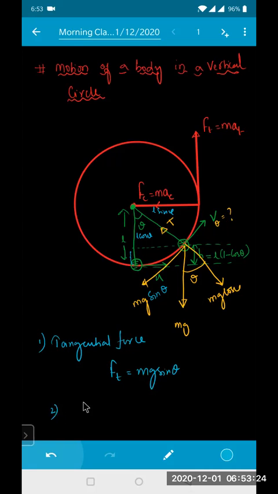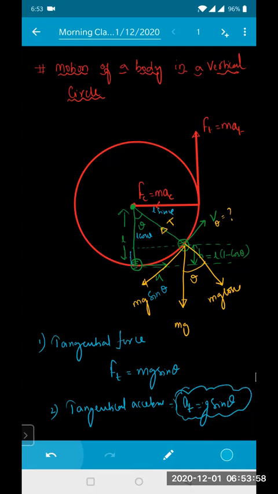And number two is your tangential acceleration. So how much is the tangential acceleration here? Tangential acceleration a_t is equal to g sin theta. How did it come? Here in the tangential direction you take F is equal to m into a. M and m cancel, so this will be your tangential acceleration. So a_t is equal to g sin theta.